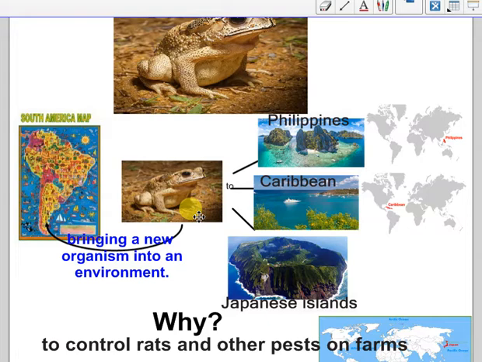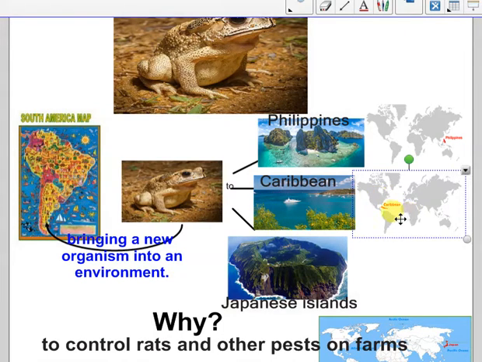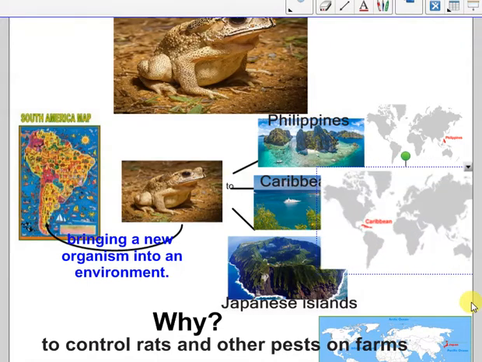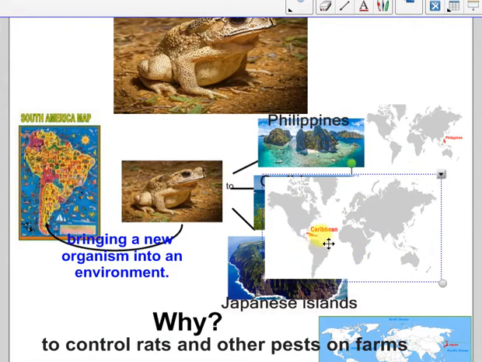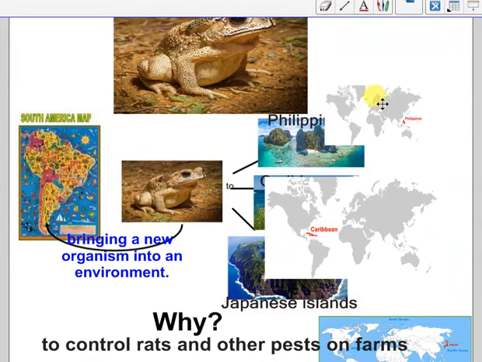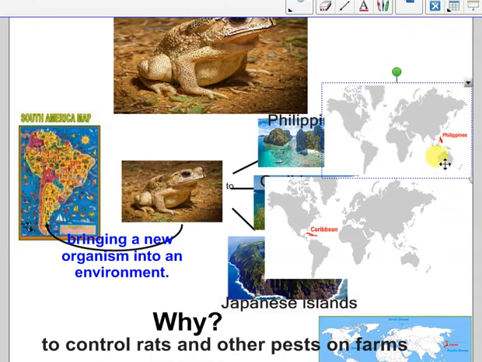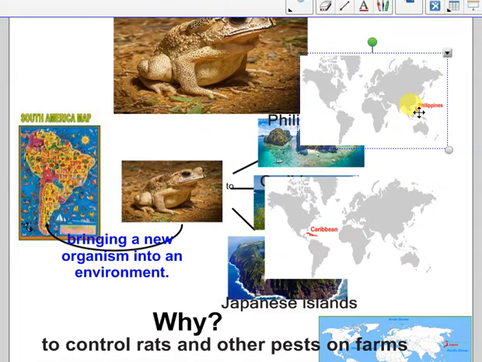Okay, this cane toad was brought to another place to make this benefit. Like what? Like the Philippines, like the Caribbean and Japanese islands. Here is the Caribbean. This is a map of the world, our world. This is the Caribbean. Okay, the Philippines island is here.